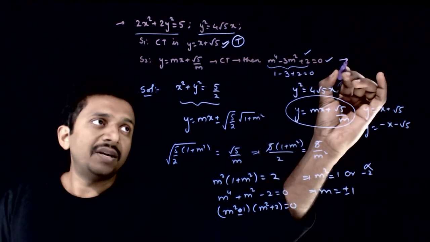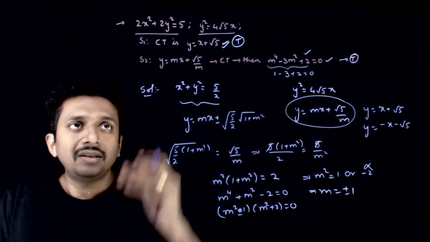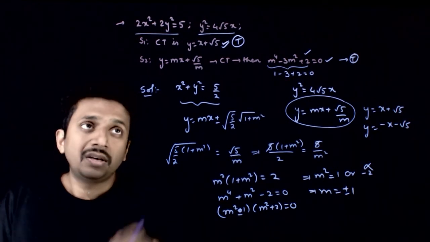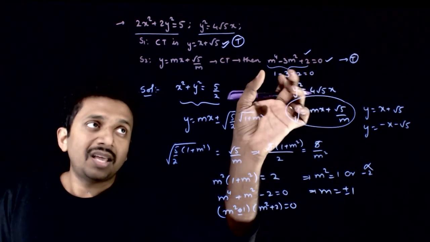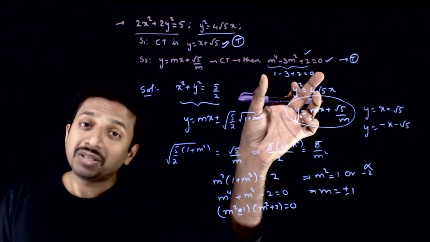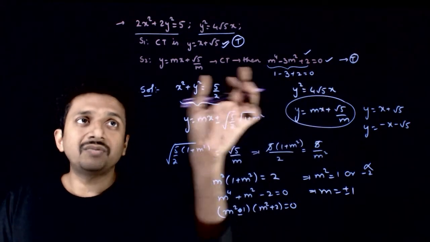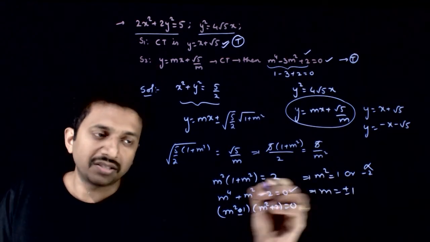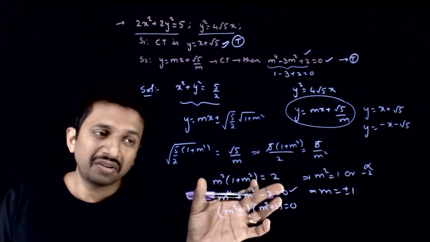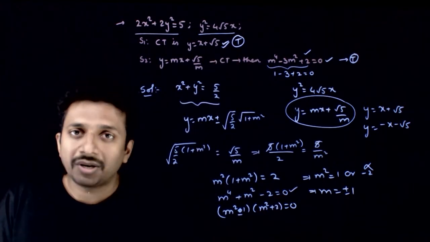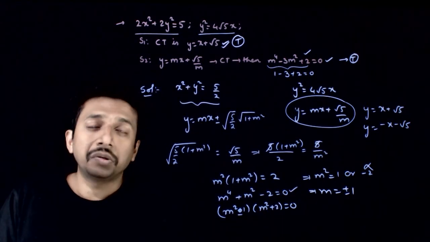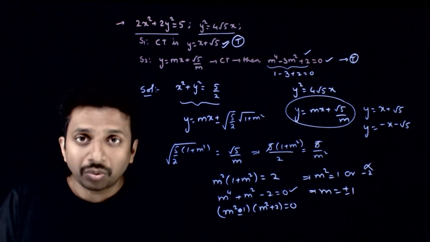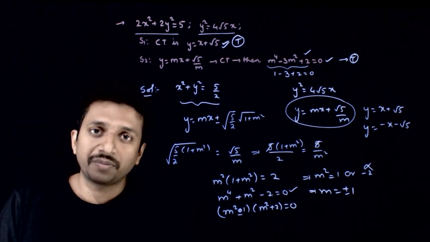So this statement is also true, but statement 2 is not the correct explanation for statement 1, because m⁴ − 3m² + 2 becoming 0 is not the reason why this is the common tangent. The equation m²(1 + m²) = 2 is the valid reason for this being a common tangent. So the correct answer is: both the statements are true, but S2 is not the correct explanation for S1. Thank you.